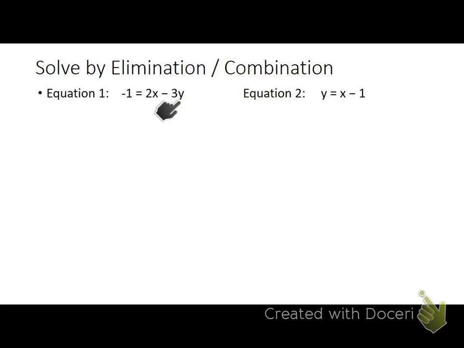Okay, hopefully you said, we got to get the variables lined up. I need to make sure that whenever I stack these equations on top of each other and add straight down, that my x's line up, my y's line up, my equal signs line up, my constants line up. And you can see currently that's not the case. Here we've got x and y on the same side of the equation. Here we've got x and y on different sides of the equation.